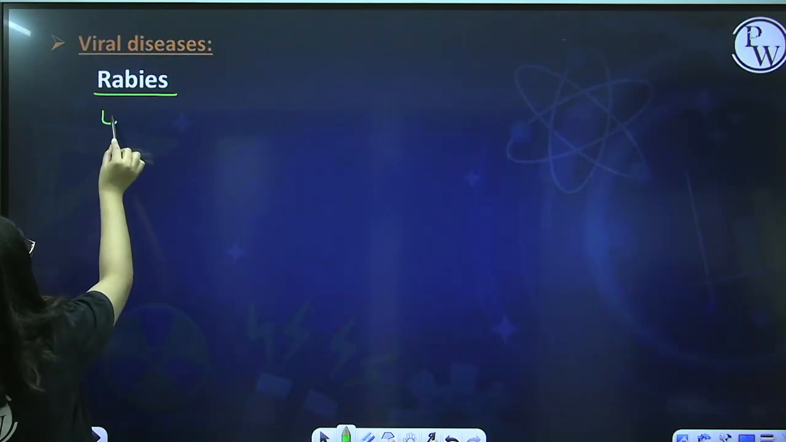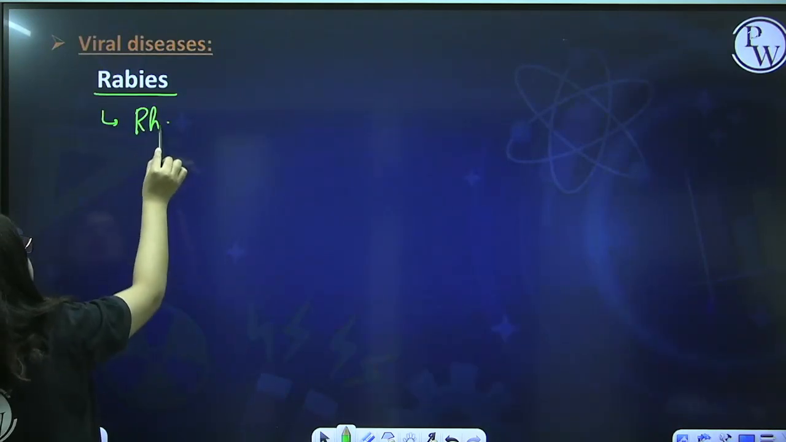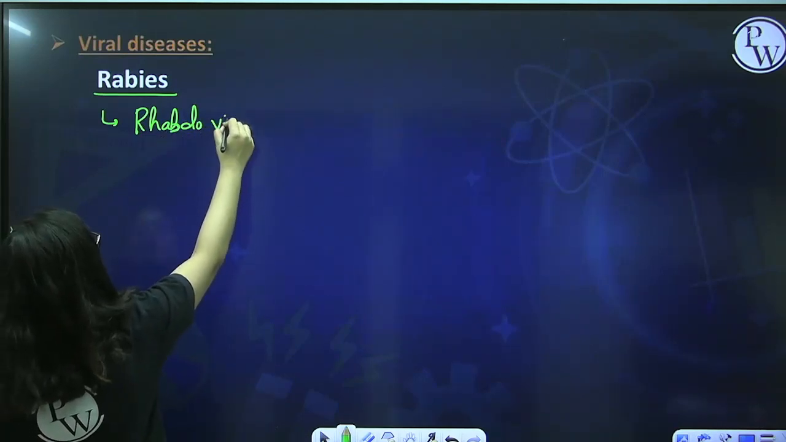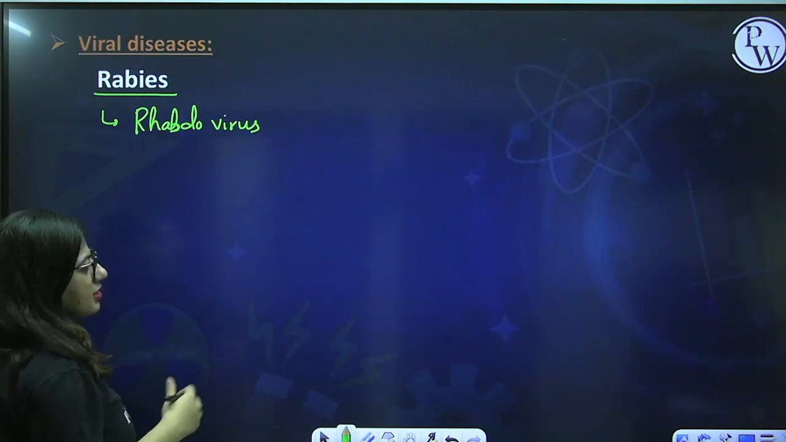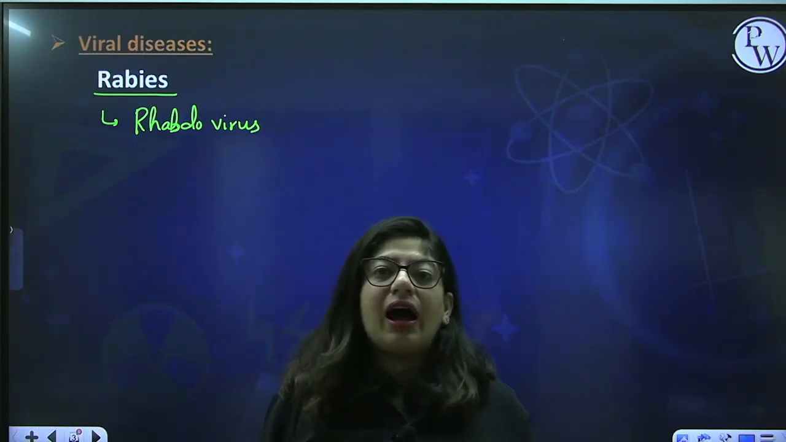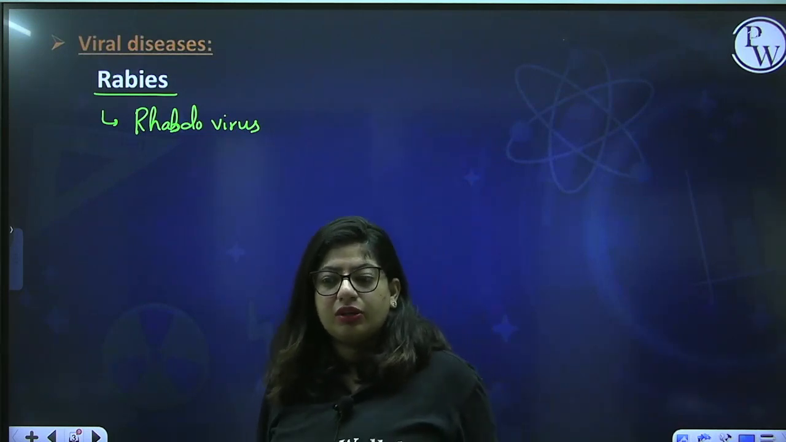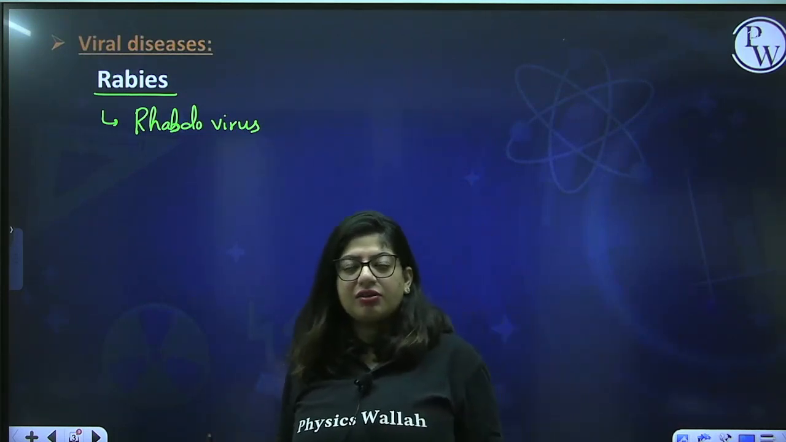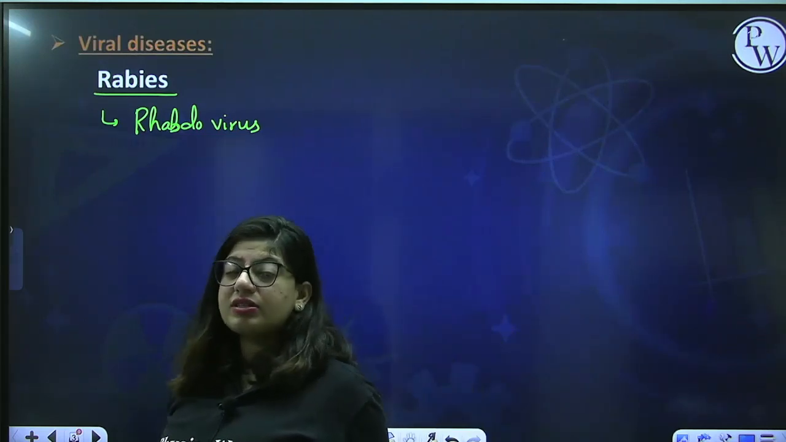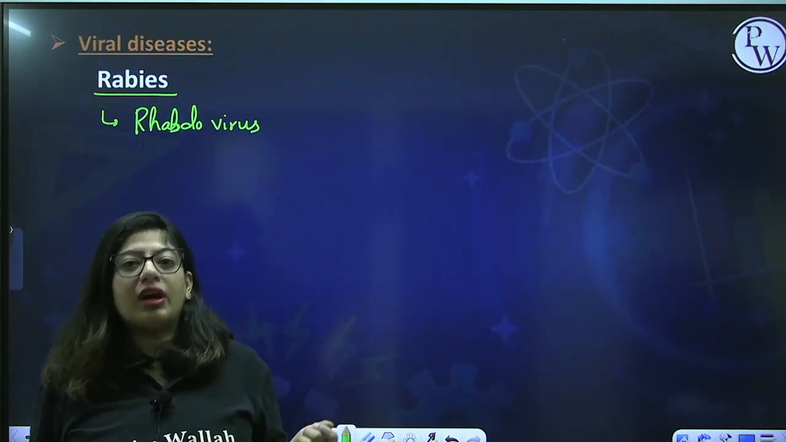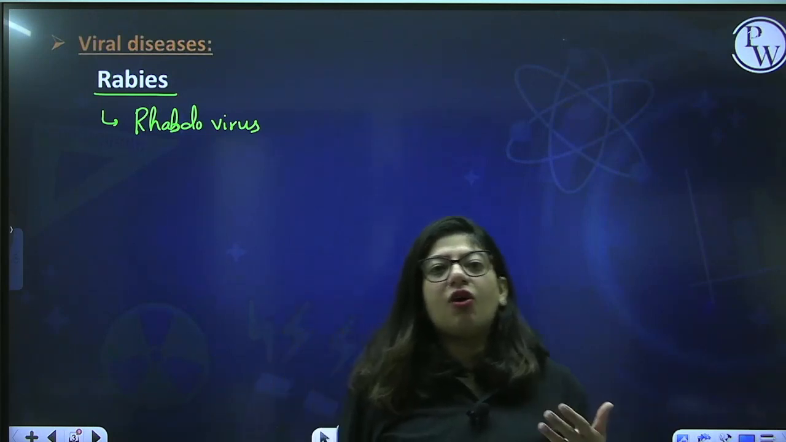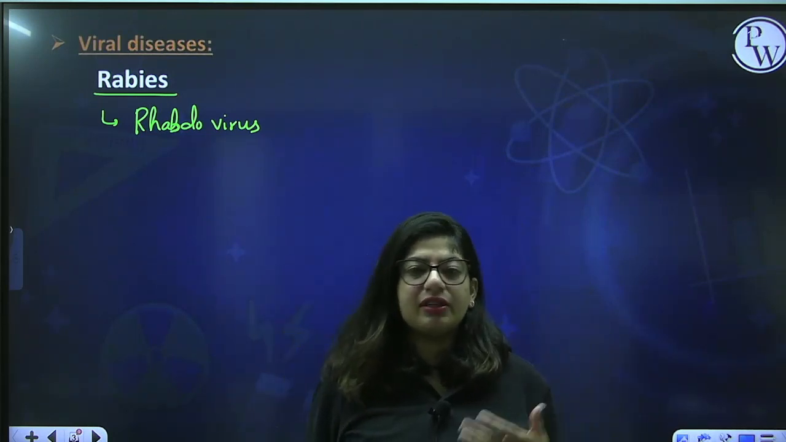Rabies is caused by a virus and the name of the virus is rhabdovirus. What is the name of the virus? Rhabdovirus. So how does this virus enter into our body? You must have heard of mad dog or rabid dog. Usually in our country, especially when we were very little, most of the stray dogs were not immunized. They were not vaccinated. So that's how they got the virus, the rhabdovirus, and they got rabies.